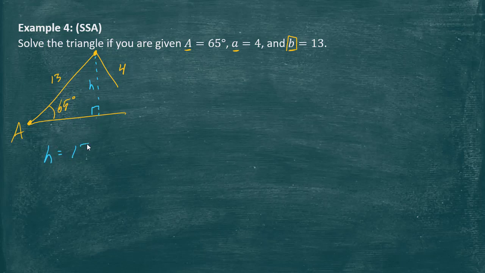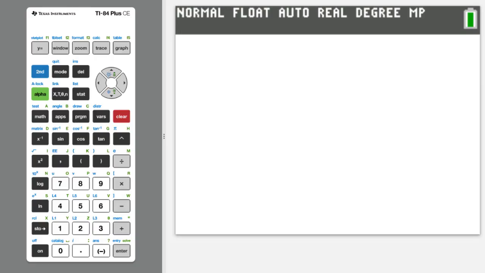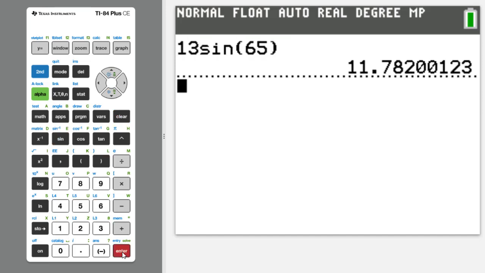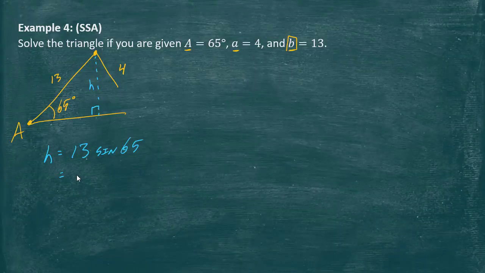So for this one, it would be that 13 length times sine of the angle provided, which is 65. If I go ahead and type that into the calculator, we can see 13 sine of 65 comes back 11.8 or so. So if that's 11.8, notice this distance 4 would not be large enough to even overcome that.